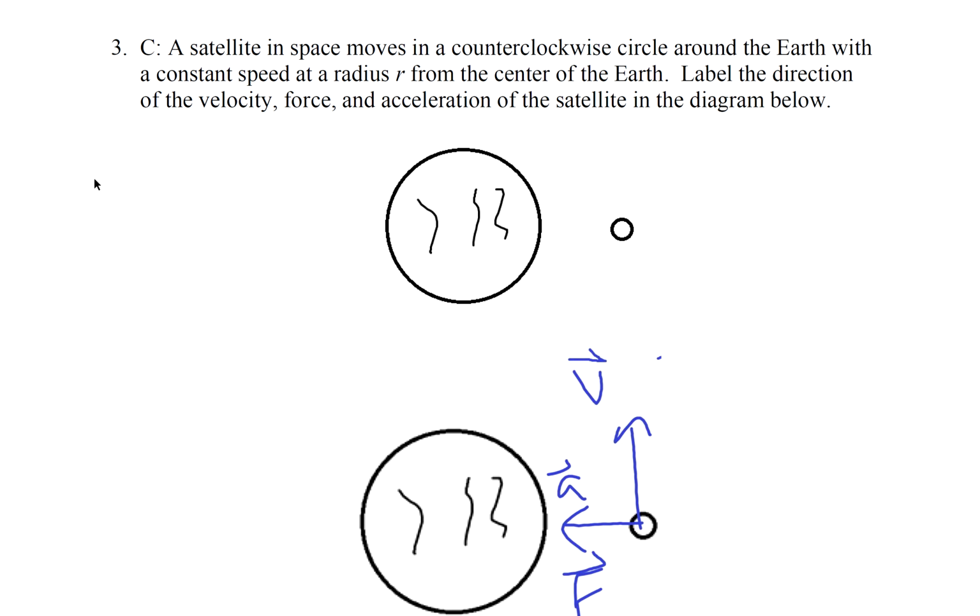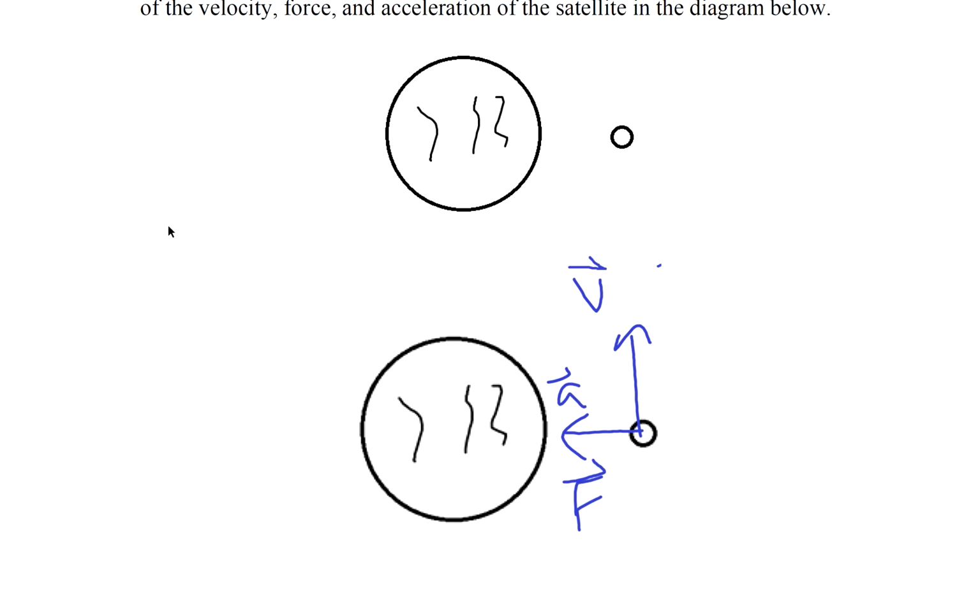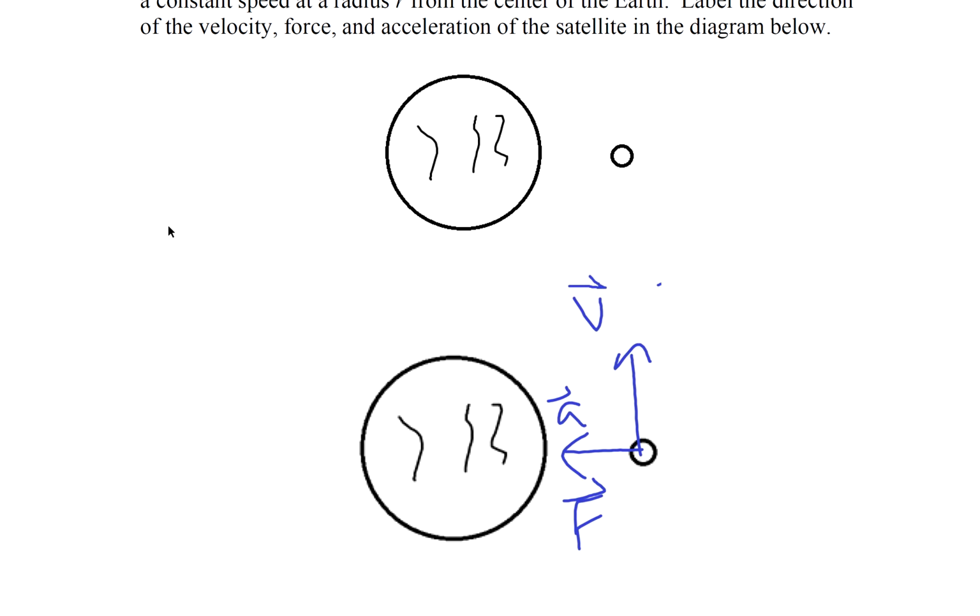Question 3. A satellite in space moves in a counterclockwise circle around the Earth with a constant speed at a radius r from the center of the Earth. Label the direction of the velocity, force, and acceleration of the satellite in the diagram below. So remember, sigma F equals ma, so sigma F and a always point in the same direction. So F and a are towards the center of the planet, and the velocity is 90 degrees to them.